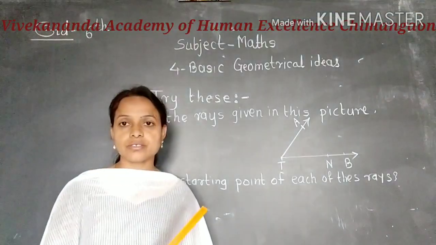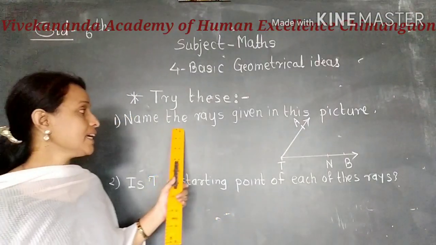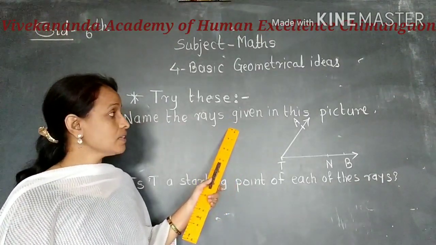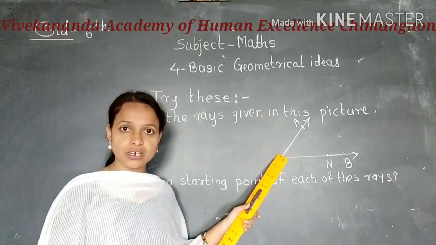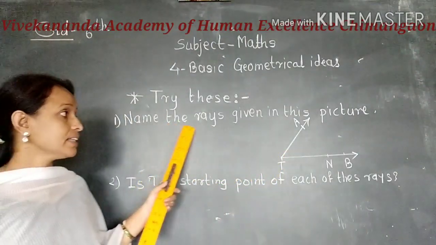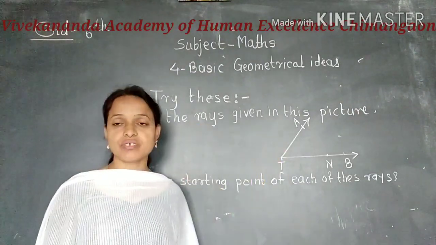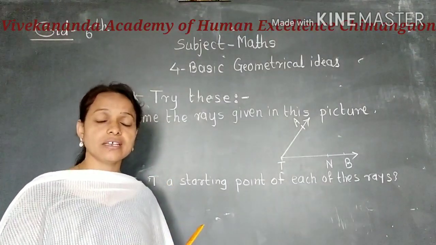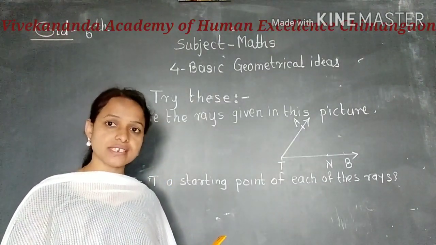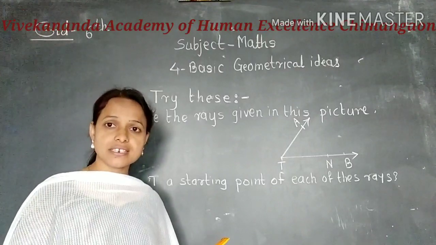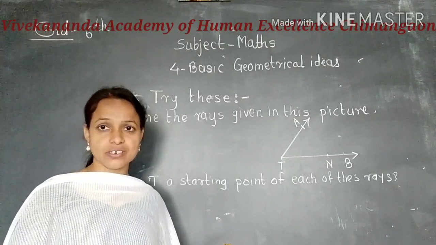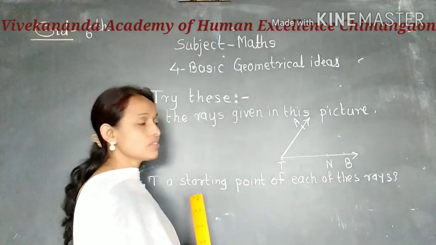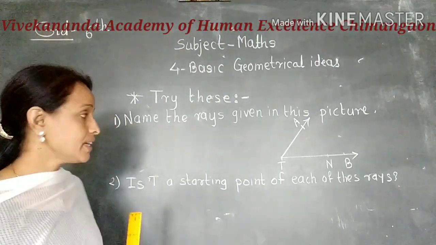Okay, see student, name the rays given in this picture. Students, there is one picture or figure given. We have to write the names of the rays given in this figure. Just now you have learned about a ray. A ray has an initial point or starting point and it can be extended endlessly in one direction. It has no end point and it is a portion of light. So in this figure we have to identify the rays and name them.